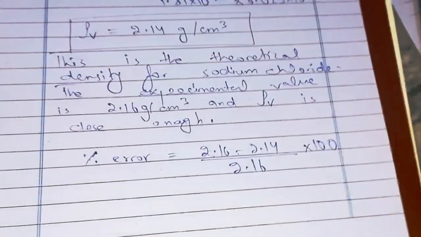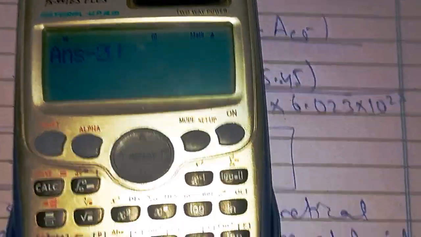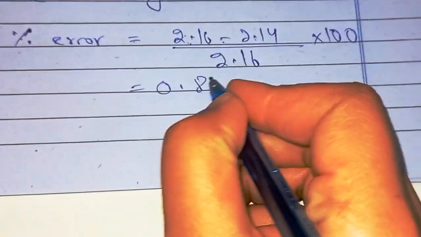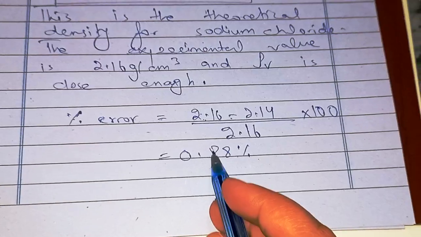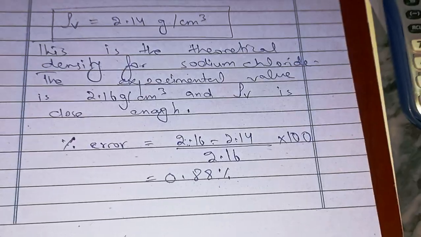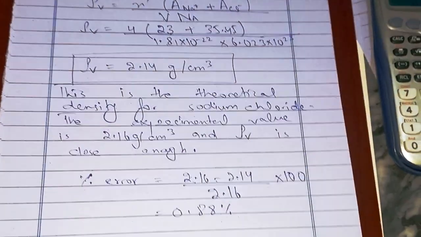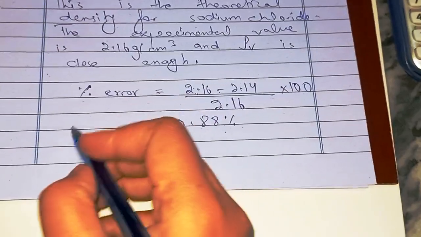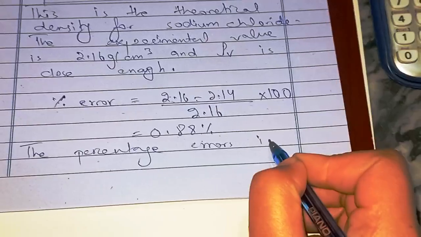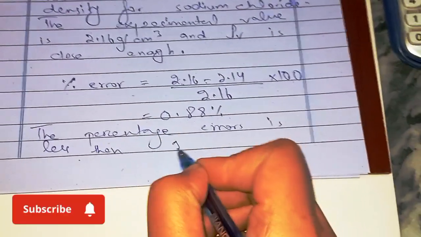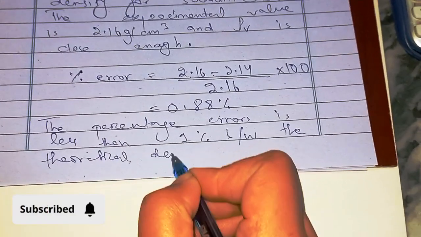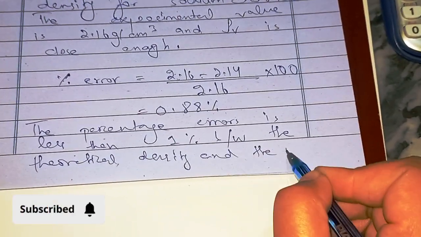Let's see what we are going to get. This is the error percentage, which is 0.88%. This is the percentage error between the theoretical density and the experimental value, and it's 0.88%, which is less than 1%. So the error is less than 1%, and that's an acceptable error. We can see it's really small. The percentage error is less than 1% between the theoretical density and the measured density.